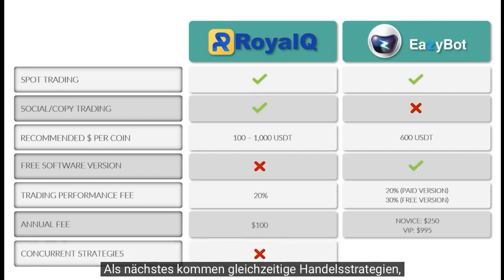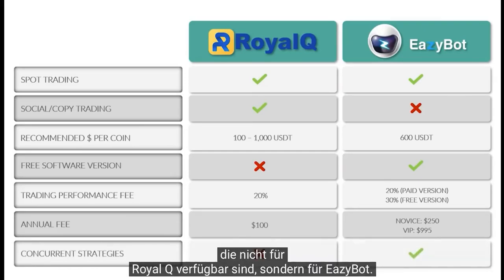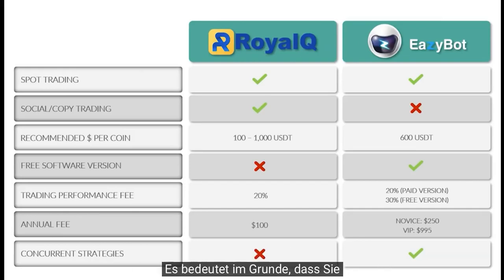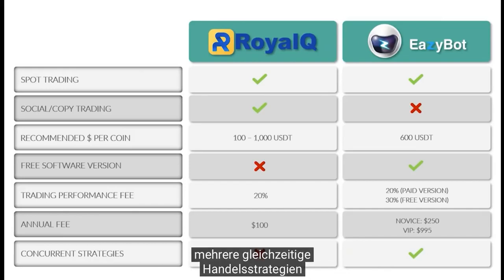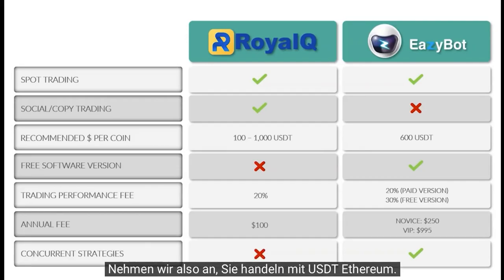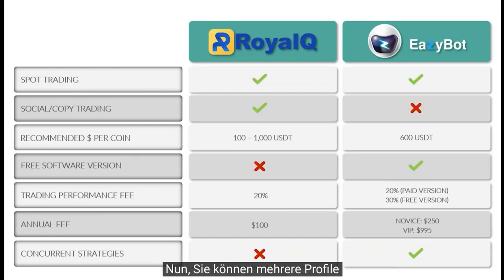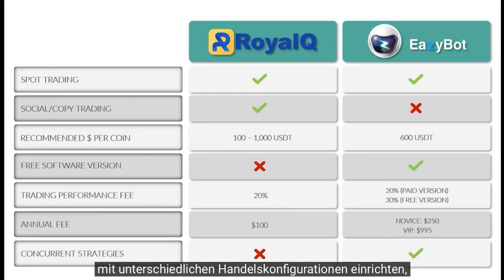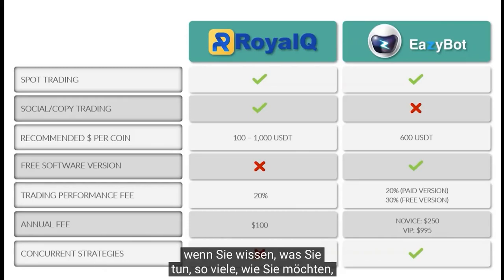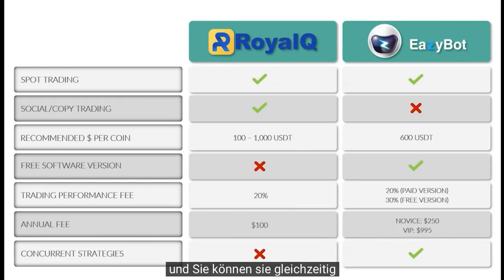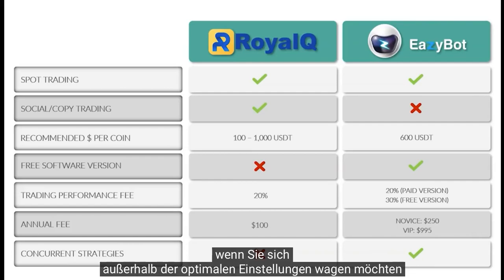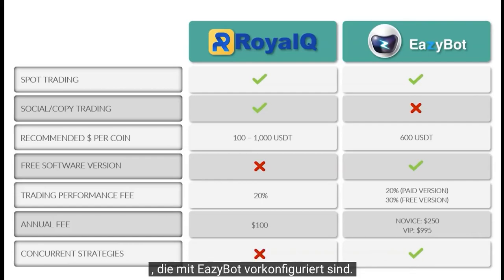Next up is concurrent trading strategies, which is not available for RoyalQ. It is for Eazybot. It basically means that you're allowed to run multiple simultaneous trading strategies on the one currency pair, on the one exchange. So let's say you're trading USDT Ethereum. Well, you can set up multiple profiles with different trading configurations if you know what you're doing, as many as you want, and you can run them simultaneously in the same exchange on the same coin. So quite a powerful feature if you want to venture outside of the optimal settings that come pre-configured with Eazybot.